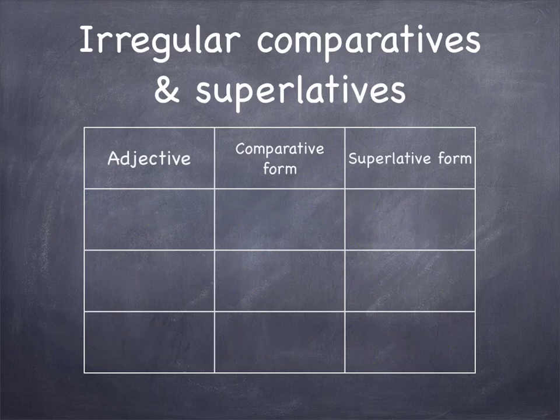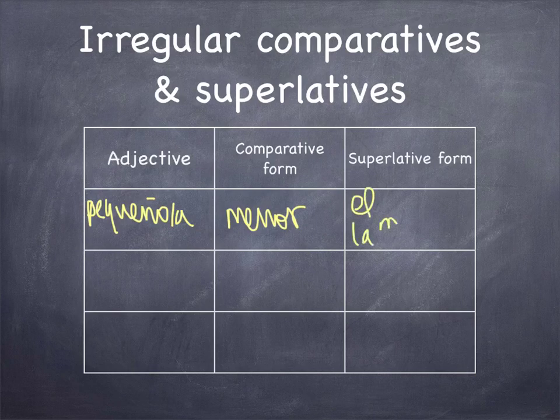So our next adjective is going to be pequeño or pequeña, small, menor, smaller, y el, la menor, the smallest. So again, when we talk about sizes of objects, we use these comparisons. Pequeño, pequeña, comparative form menor, superlative form el, la menor.